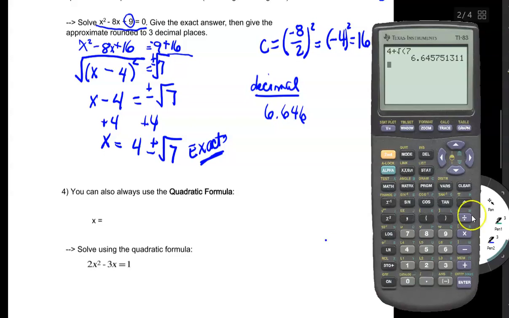And now let's do 4 minus the square root of 7. This is 2 different numbers. Anytime you see that plus or minus, just realize that's a shorthand for 2 different numbers. And we hit enter, and we get 1.35, and that's going to round to a 4.